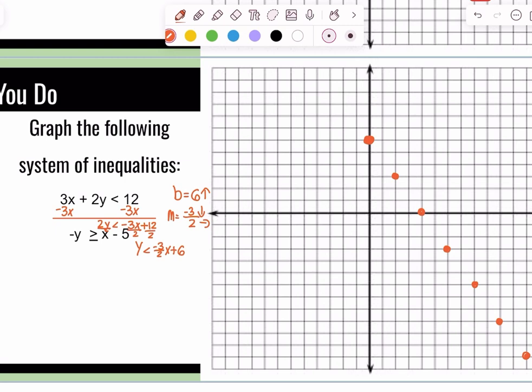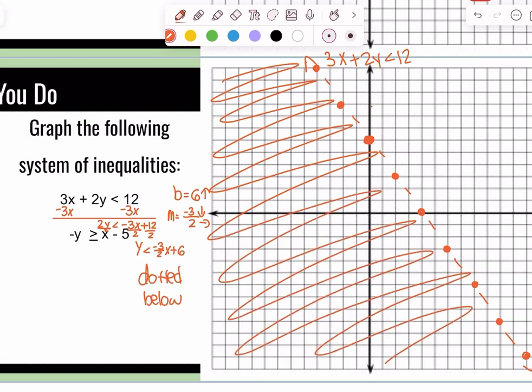And now we could also go up 3 to the left 2. And up 3 to the left 2. And this would be a dotted line since there's no equal to part. And we like to put our arrows on both sides. Good. I'm going to label it 3x plus 2y is less than 12. And then because of the less than symbol, we shade below. Perfect. And now let's look at the next one.